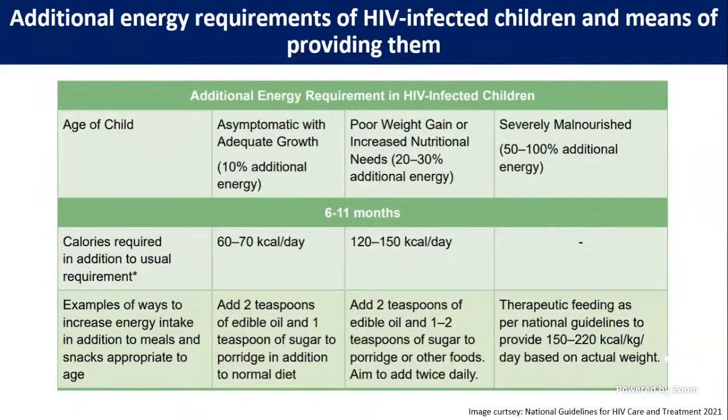The same thing in a slightly increased amount can be given for children who have an increased nutritional need or who have a poor weight gain. These children will require 20 to 30% additional energy, which corresponds to about 120 to 150 kilocalories per day. Again, you can give the same oil and sugar twice a day, so that serves the purpose. Next slide, please.